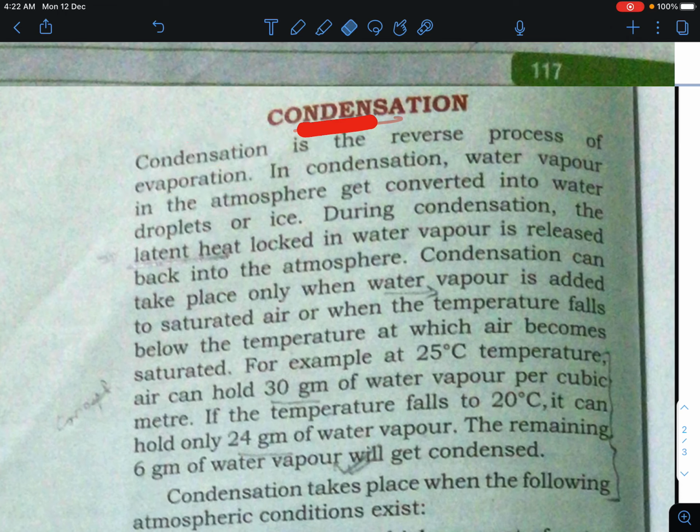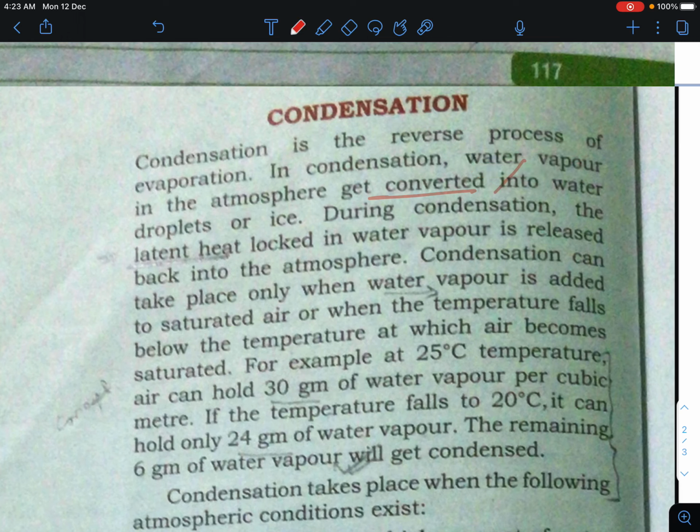Now in condensation, water vapor in the atmosphere gets converted into water droplets. As we have already studied, this is the reverse process of evaporation. In condensation, water vapor present in the atmosphere is converted into water droplets or ice.